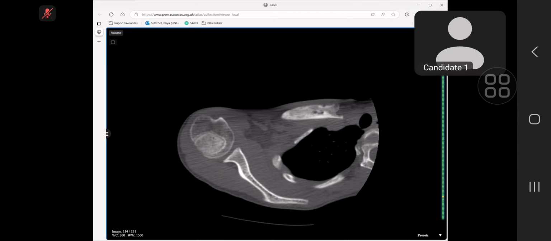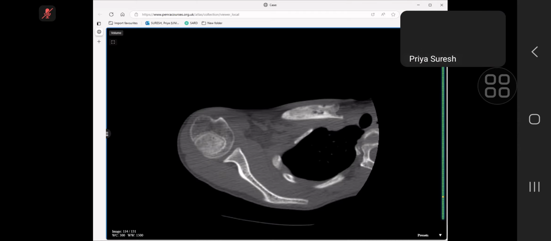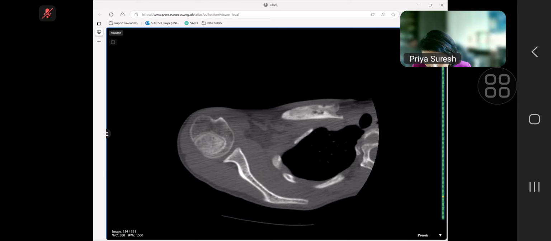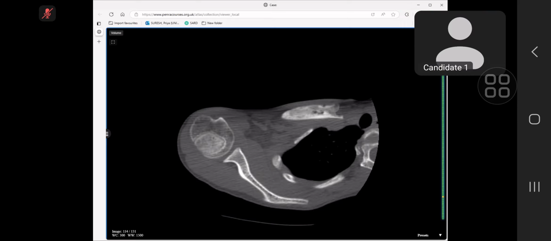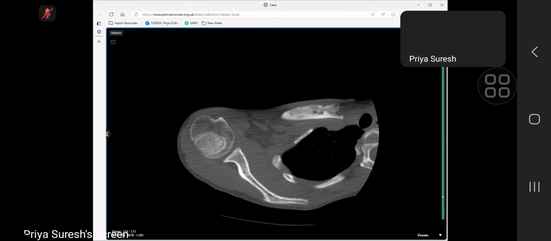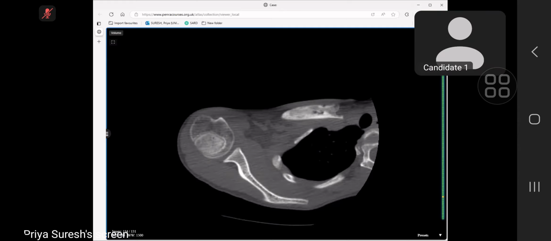In chronic osteomyelitis, there is increased sclerosis, which is called the involucrum, and then there is development of dead bone, which is called the sequestrum, and sometimes there are cloaca formation and sinus tract formations.